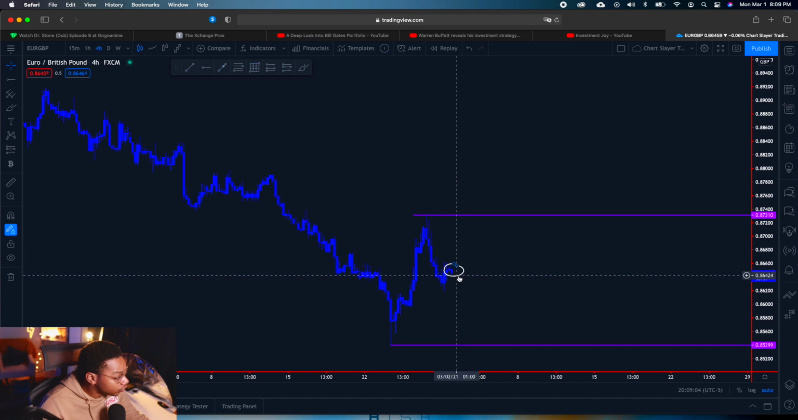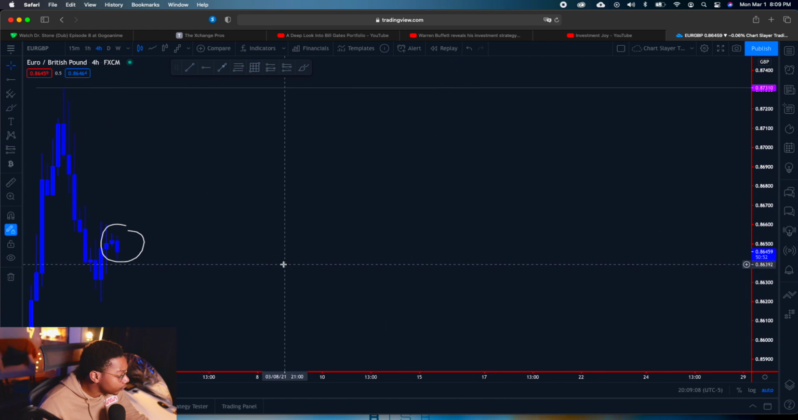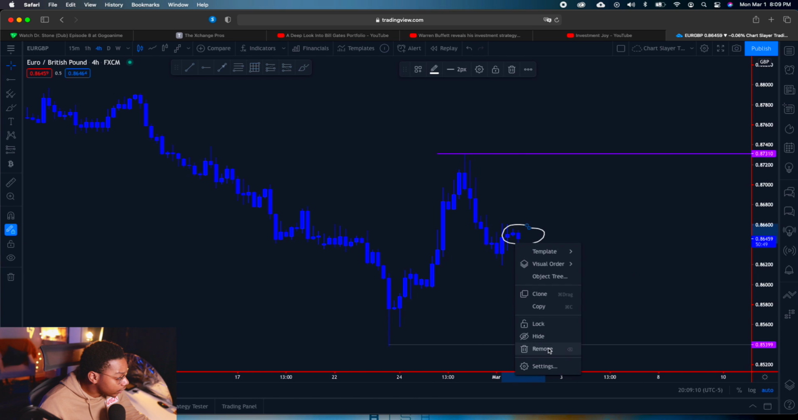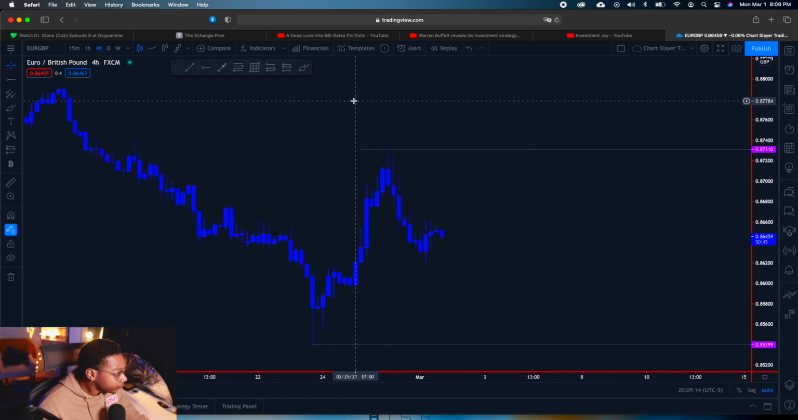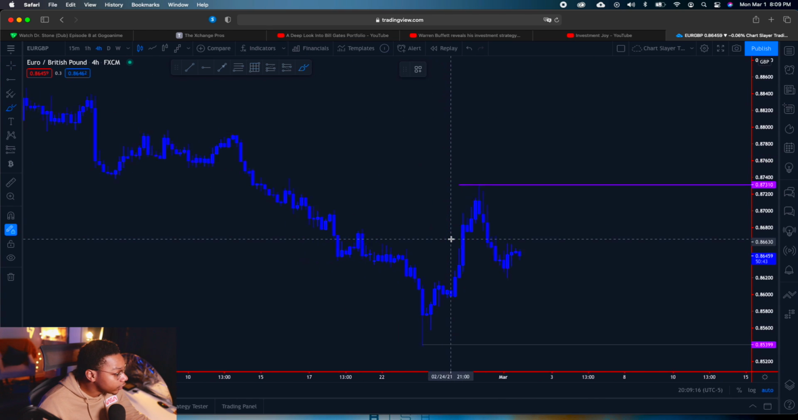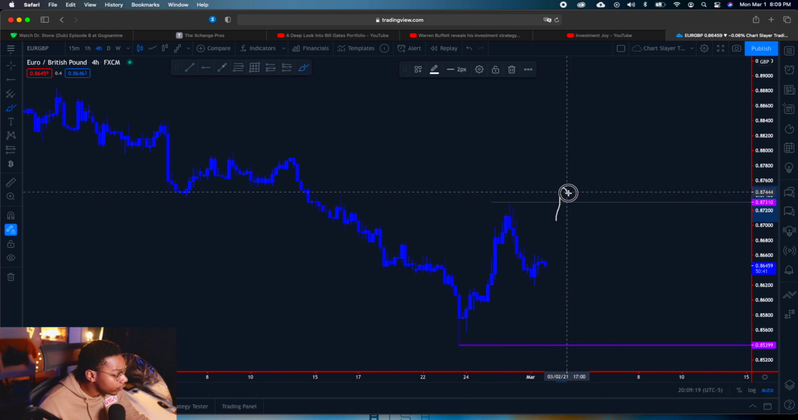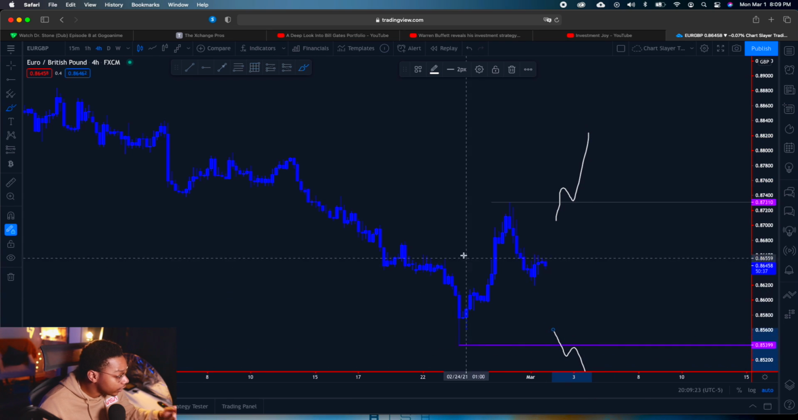Current price is the last right candle, right? So this is the last right candle. If I zoom in, this candle right here is current price. So what would you want to expect off of this? You would want price to come up here, retest, and then you would look to buy. Come down here, retest, and then you look to sell. And it's as simple as that, right?